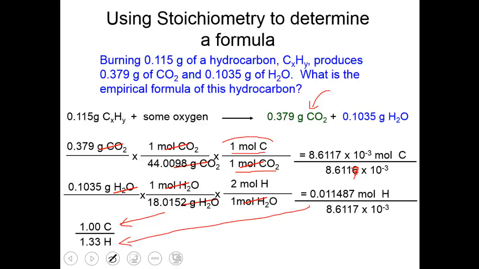Now, this is not a simple whole number ratio. So if we look at the hydrogens, what number do you multiply 1.33 by to get the next whole number? Yeah, it's a 3. So let's multiply both by 3. So we're going to get 3 carbons for every 4 hydrogens. And so our empirical formula is C3H4. Yay!